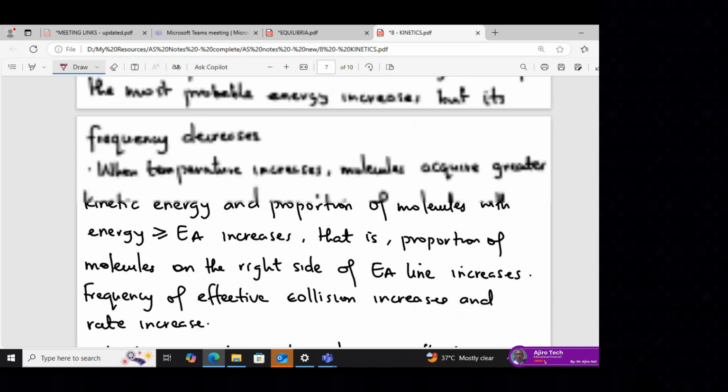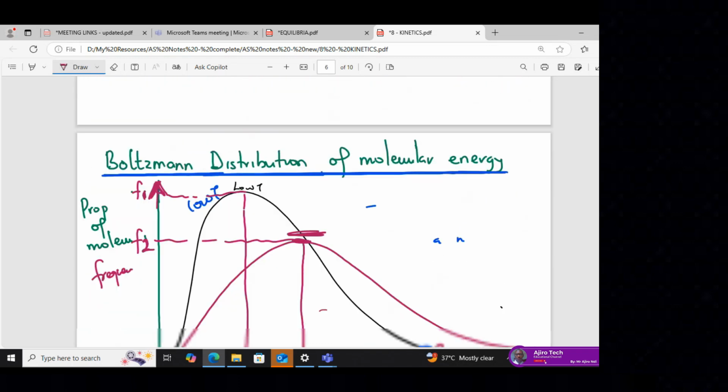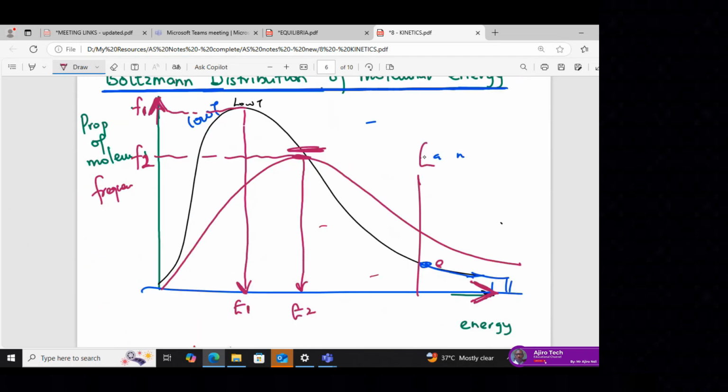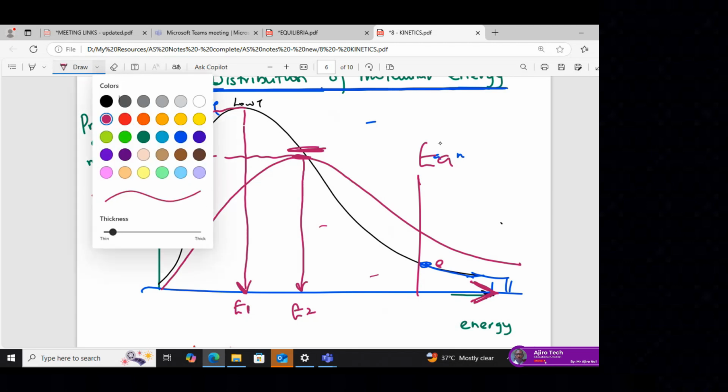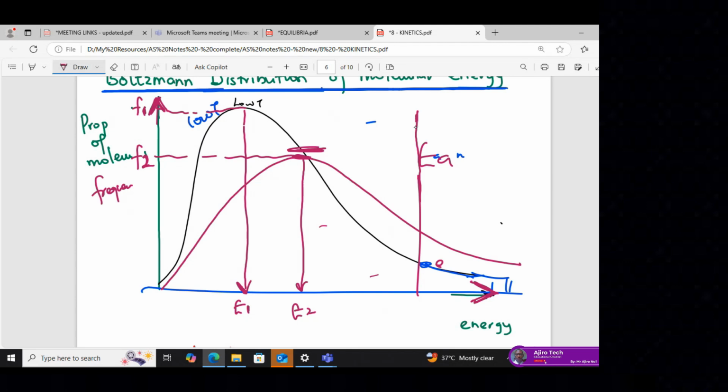Do you get it now? When they say show the position of the EA line and label it as H at high temperature, what will you do? Just do it like this, the same place, and label it as H. It doesn't change. Temperature does not affect the EA line. Only a catalyst does. Is that okay?